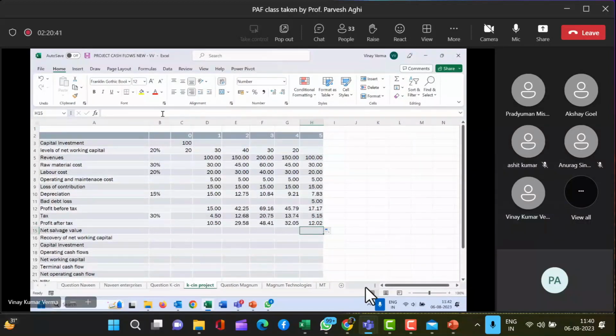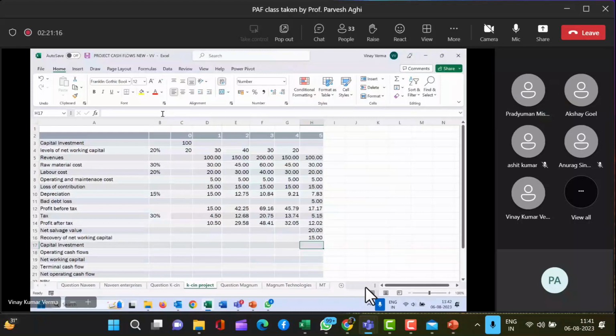ओके. व्हाट इज द नेट सैलरी वैल्यू? ओके, रिकवरी ऑफ नेट विल बी 20 - 5. ये 20 नहीं, पहला वाला नहीं, फोर्थ ईयर का 20 माइनस, बिकॉज लास्ट ईयर में आपकी 20 रह गई थी वर्किंग कैपिटल, जिसमें से 5 नहीं मिला. हाँ, ये आ गया, ठीक है. ओके, फाइन, दिस इज डन.